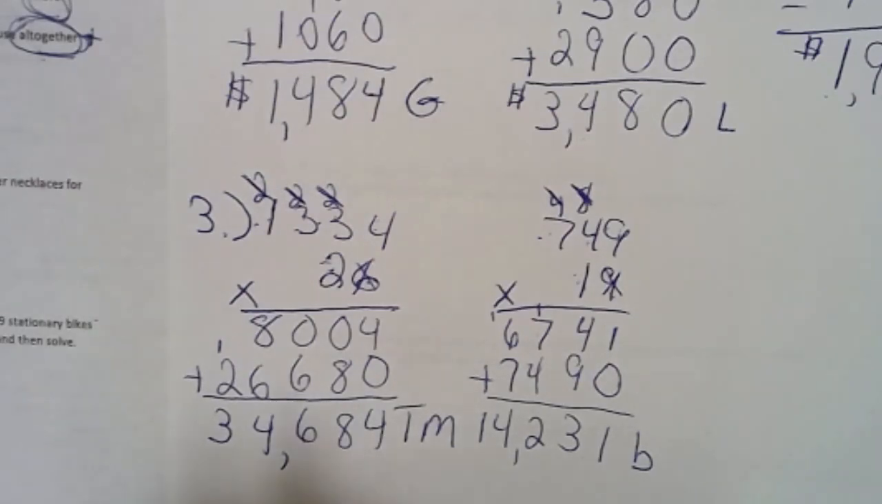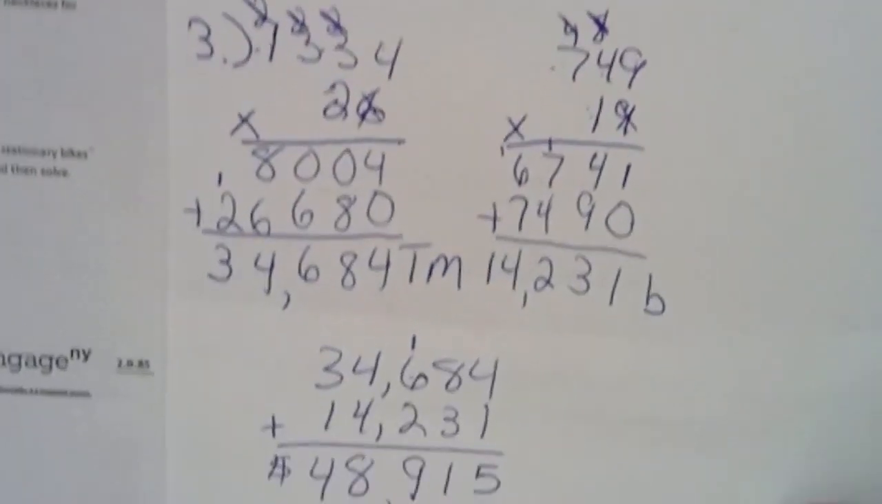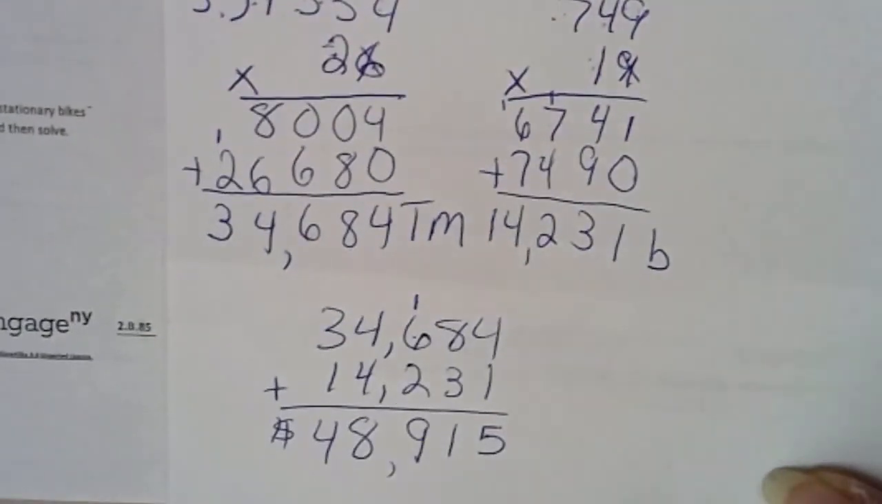That's 5, 11, 6, 7, 8, 9, 8, and 4. So in total, she spent $48,915. Didn't realize y'all couldn't see any of that. In total, she spent $48,915 on all of her equipment. Make sure that you circle your final answer.